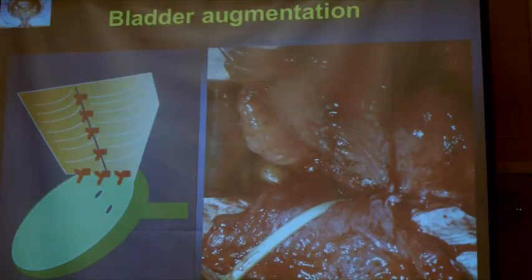And then we took a part of the bowel, which is opened up, and we are stitching the bowel to the bladder to increase the capacity and reduce the pressure.